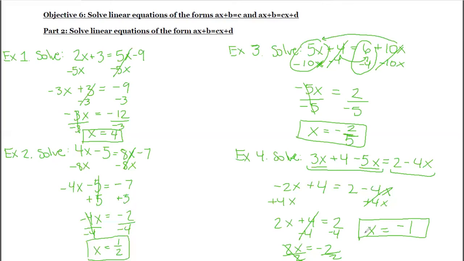So that is how you do part 2 of objective 6. So we looked at the form ax plus b equals c, and we looked at the form ax plus b equals cx plus d. All right.